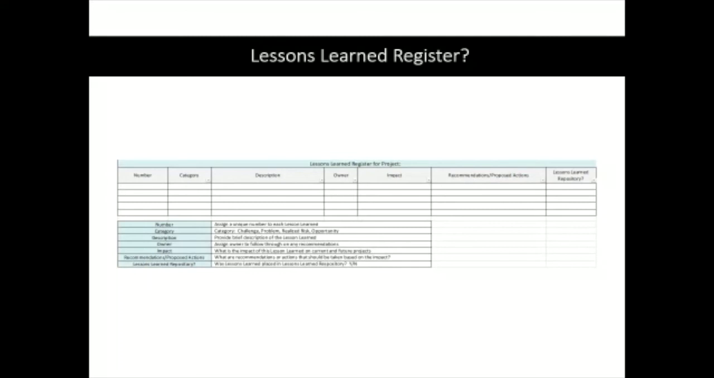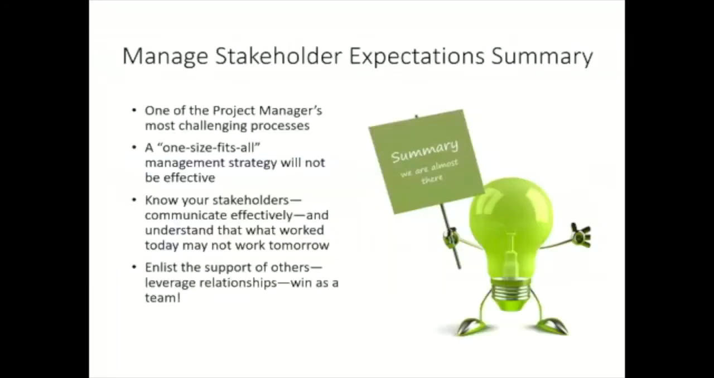So a quick summary of step number 3, managing stakeholder expectations. This is by far one of the project manager's most challenging processes. If you recall the initial slide that I shared with you, it said herding cats. Many project managers try to do it my way. It was a wonderful song, one of my favorites, I Did It My Way. But unfortunately, a one-size-fits-all management strategy is not going to be effective. Here's Dan's tip. Know your stakeholders. They're all different. Communicate effectively and understand that what worked today may not work tomorrow.